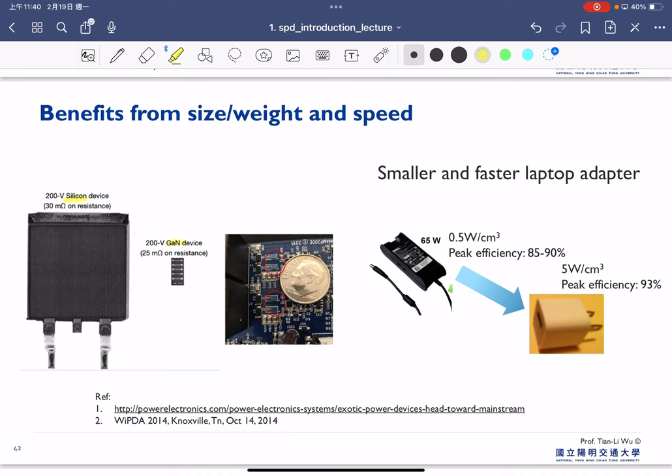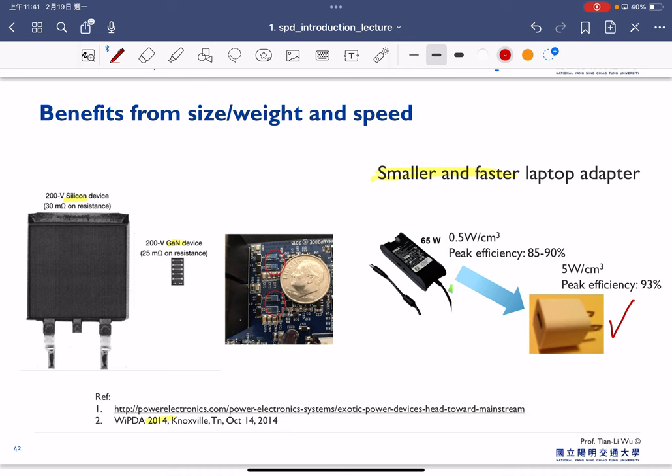So that means if we use gallium nitride, we can make a smaller and faster laptop adapter. But you have to know, this slide comes from 2014. Actually this technology is very available nowadays, because you can already purchase a fast charger. If you Google fast charger, you can find a lot of different types, trying to reduce the laptop adapter, just like your cell phone adapter, with multiple input, multiple output, or also very fast charging capability.